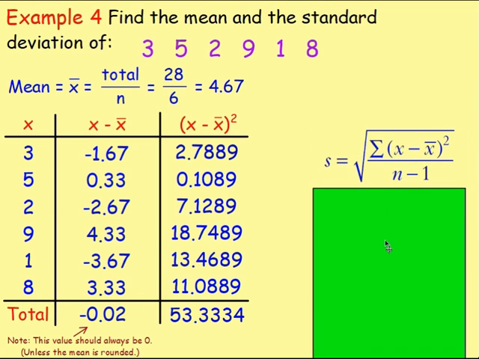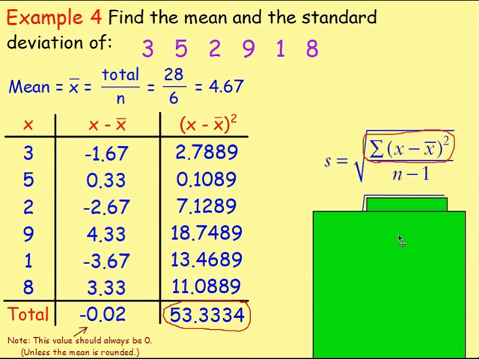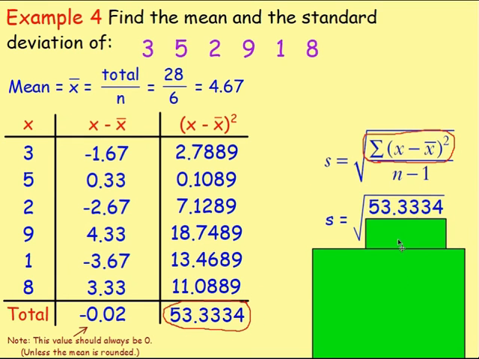Now we've done that, we can go off to that formula. So that is the formula that's on the formula sheet in the exam. Remember, S is for standard deviation. So the standard deviation equals, and this formula, even though it looks confusing, the whole of the top line is just that last number that we wrote down in our table. We added all these together and we ended up with 53.3334. So that is that top line there. So it's the square root of the 53.3334, and we're dividing that by how many numbers we have, take away 1. Well, we've got 1, 2, 3, 4, 5, 6 numbers. So if we take 1 away from that, we'll be dividing that by 5.